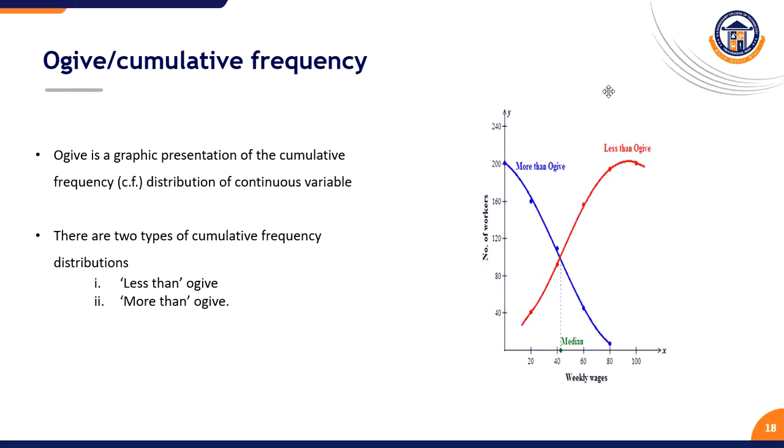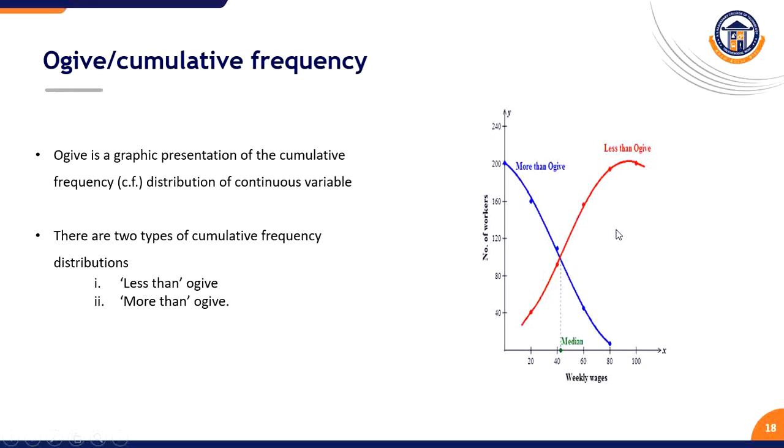Next we see the ogive, or cumulative frequency curve. An ogive is the graphical presentation of the cumulative frequency distribution of continuous variables. The ogive consists of two types: the less than ogive and the more than ogive. The less than ogive consists in plotting the less than cumulative frequencies against the upper class boundaries of the respective classes. The more than ogive means the more than cumulative frequencies are plotted against the lower class boundaries of the respective classes. So this is an example of a more than ogive and a less than ogive.